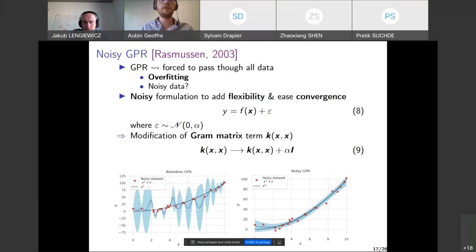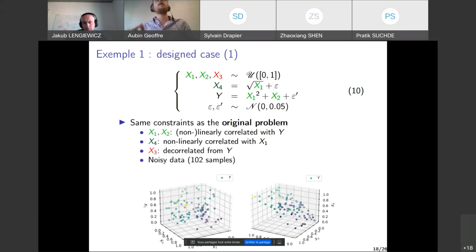I won't dive into much detail, but this basically adds a noise term in the KXX, which is a matrix called the Gram matrix. It's basically adding one term, this term, in the formulation. So it's quite easy to take this into account. Now, if I sum up a bit, I've shown these techniques for both regression and feature selection, and I will try to illustrate it with some examples.